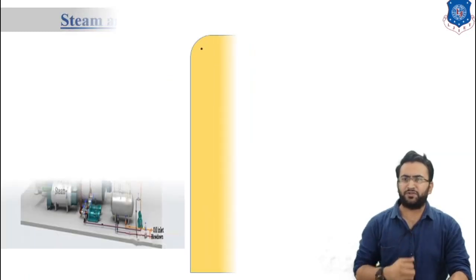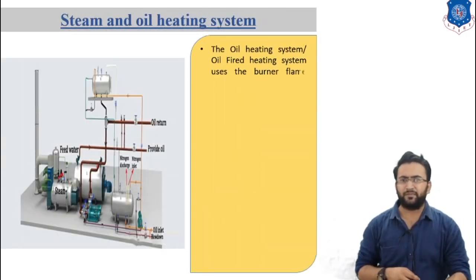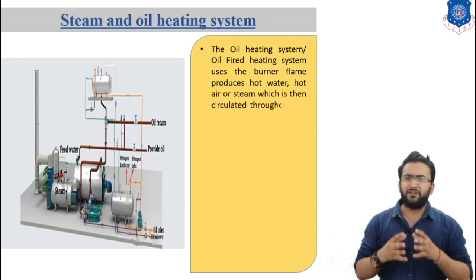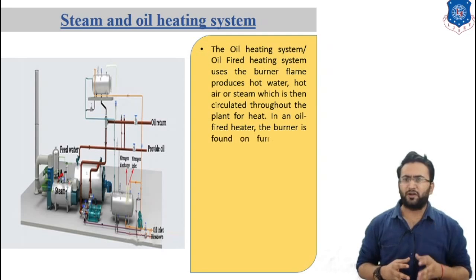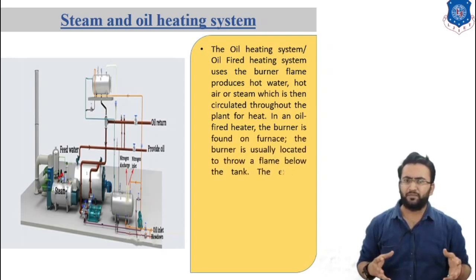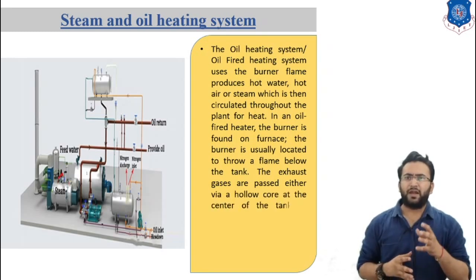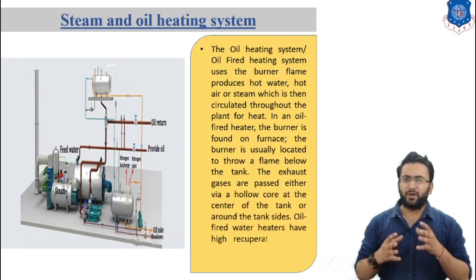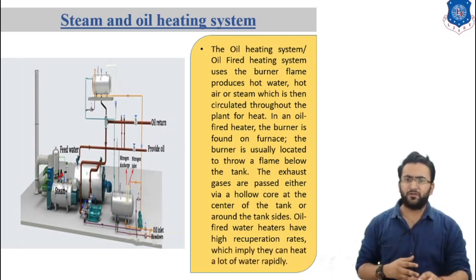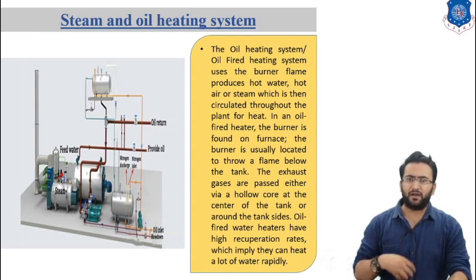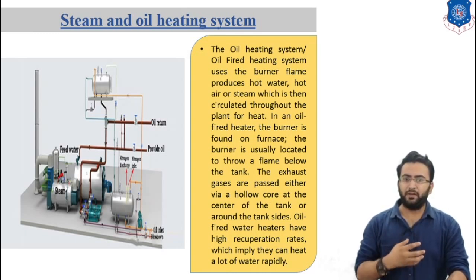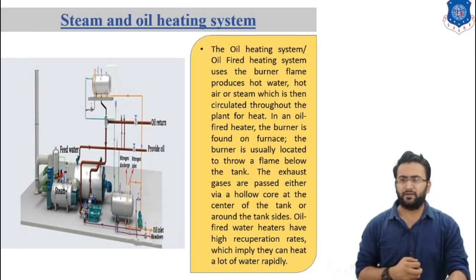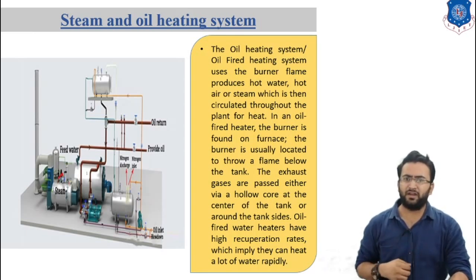Now let's talk about the next process utility, which is the steam and oil heating system. The oil heating system or oil fired heater system uses a burner flame to produce hot water or hot air, or we can say steam, which is then circulated throughout the plant for heat. In the oil fired heater, the burner is fitted on a furnace. The burner is usually located so that the flame is below the tank. The exhaust gases are passed either via a hollow pipe at the center of the tank or around the tank side. Oil fired water heaters have a high recovery rate, which implies they can heat a lot of water. So this is one example of a steam and oil heating system.